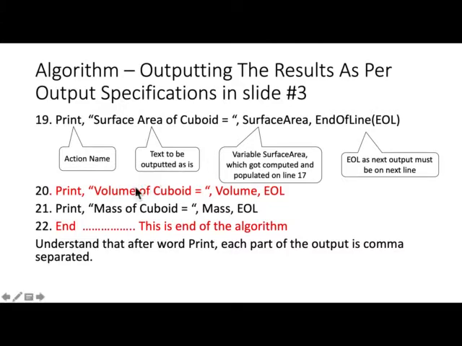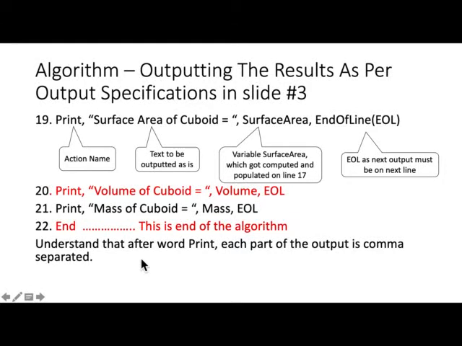Okay. Then second will be print comma volume of cuboid. This is the output of the text as is, and the variable volume stores the volume of the cuboid. EOL means end of line, and then print mass of cuboid. This is printed as is. Mass is a variable storing the mass, EOL, and end. This is the end of the algorithm.